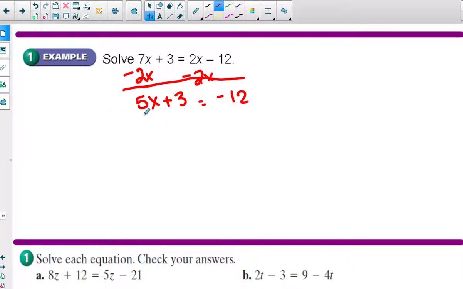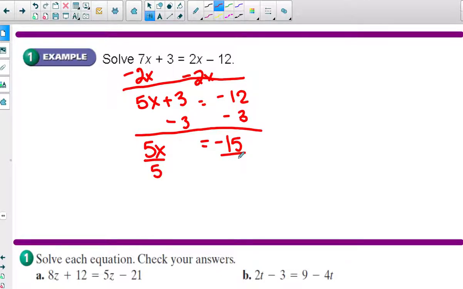All right, now that we have the variable on the left, that means I want the constants on the right. So I need to get rid of, undo this 3. I'm going to do that by subtracting 3. That leaves me with 5x equals negative 15. We're going to divide both sides by 5. And that's going to leave us with x equals negative 3. And that's it. That's all she wrote.